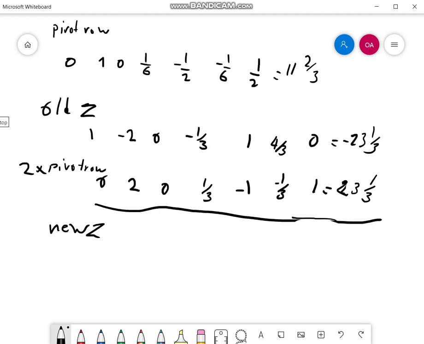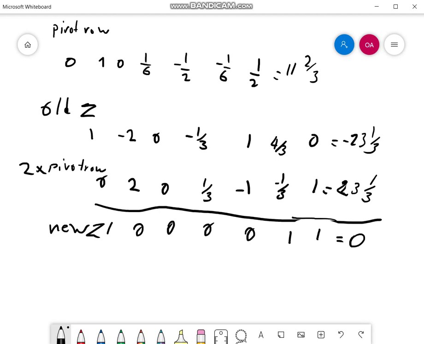So we can add these two rows together. So 1 plus 0 is equal to 1, minus 2 plus 2 is equal to 0, 0 plus 0, 0, minus 1 over 3 plus 1 over 3, 0, 1 and minus 1, 0. This one will be 1, 1, and 0.